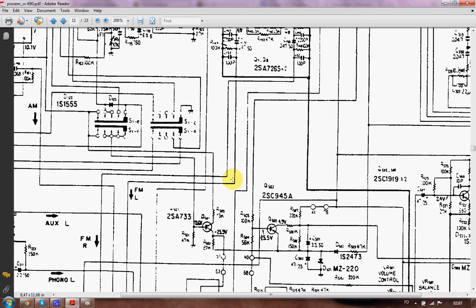If there is only one of the applications that have failed, for example, the phonograph doesn't work, but all the other applications work fine, auxiliary and radio and all that stuff, well, there's probably going to be a problem in the preamplifier for that exact application.